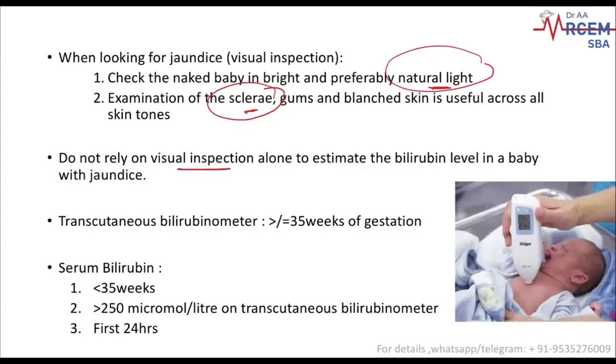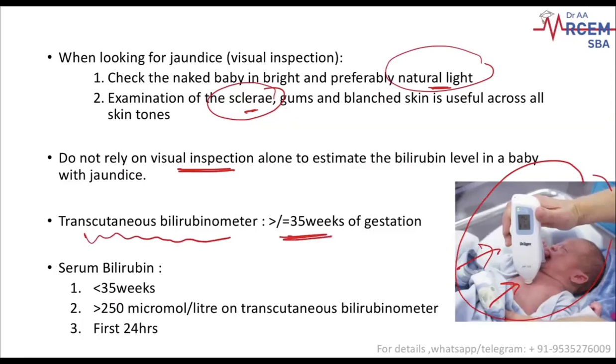Do not only rely on the visual inspection. For example, oh, it is very yellowish in color. Yes, it is on the higher side. Let me start the phototherapy. No, you need to have exact values. The preferred method of checking the bilirubin is using a transcutaneous device. It's a laser device, a transcutaneous bilirubinometer, what we call it. Just use it, it will give you a reading.